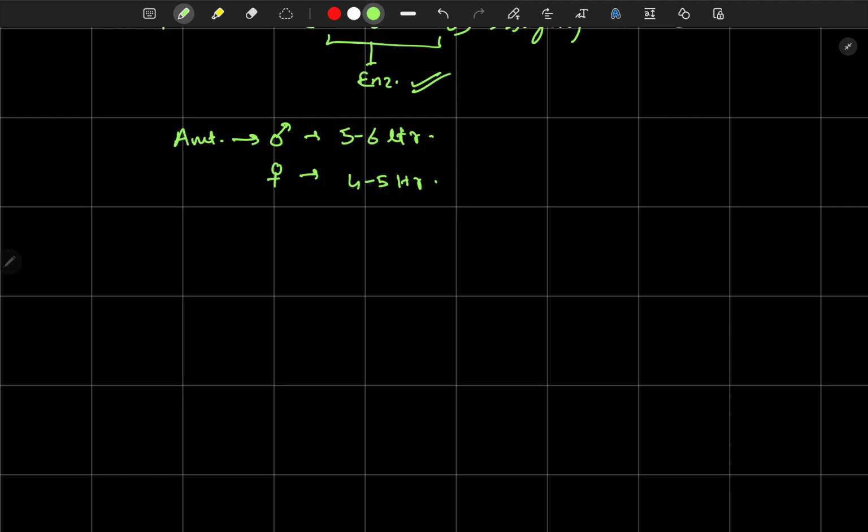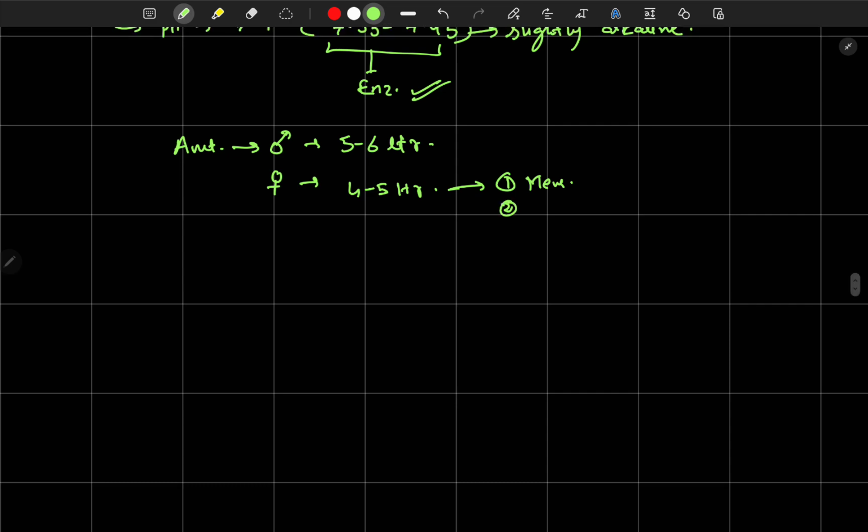Okay, so what is the cause that the female body has a lesser amount of blood? The answer is two. One is the menstrual cycle. In the menstrual cycle, the female tends to lose some amount of blood from their body. So this is one of the reasons they have a lesser amount of blood as compared to males. And also estrogen has a negative effect on blood formation. So that's why females usually contain less blood. Okay, so these are the two reasons why females have less blood.